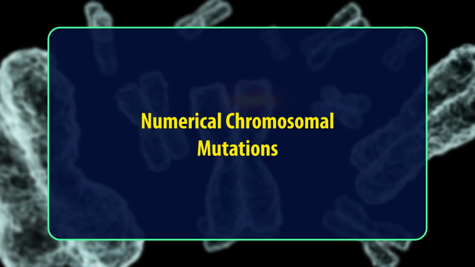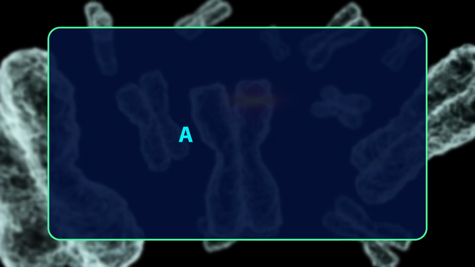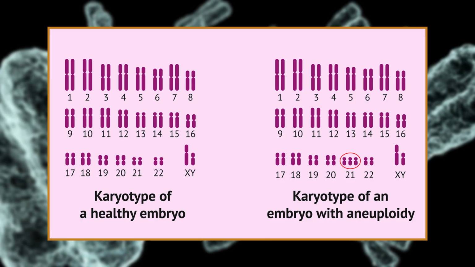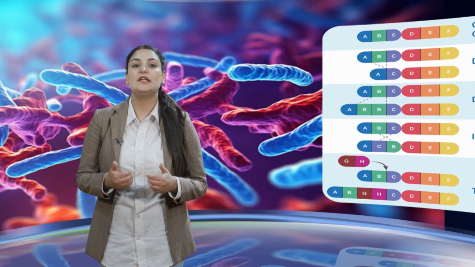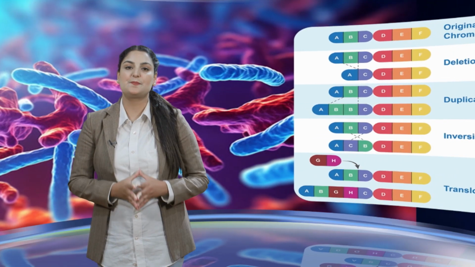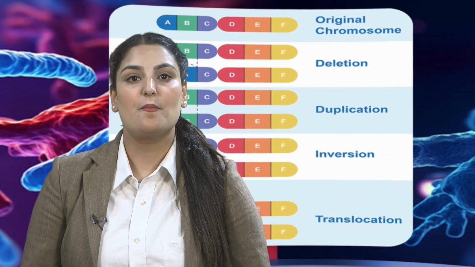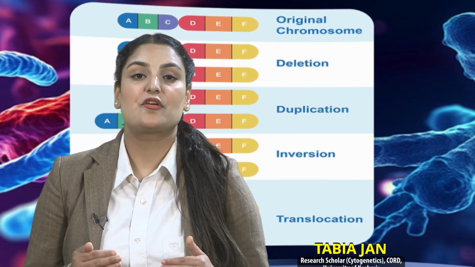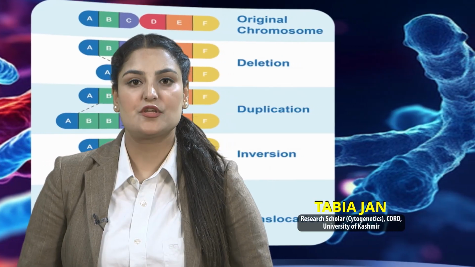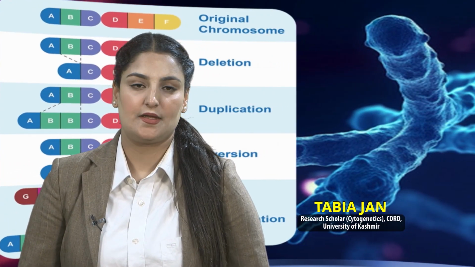Now let's move on to numerical chromosomal mutations. These mutations involve changes in the number of chromosomes in a cell. Number one is aneuploidy. It's a type of numerical chromosomal mutation that results from addition or loss of one or more individual chromosomes, leading to a chromosome number different from the typical diploid set. It is a form of heteroploidy, where the chromosome number is altered without affecting the entire set.